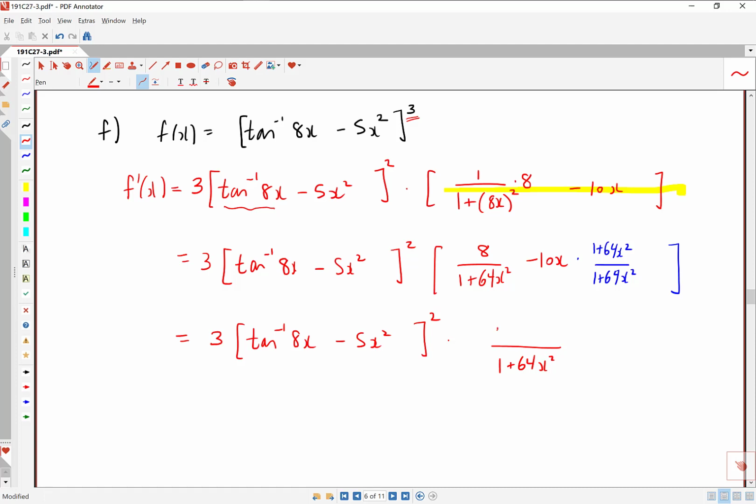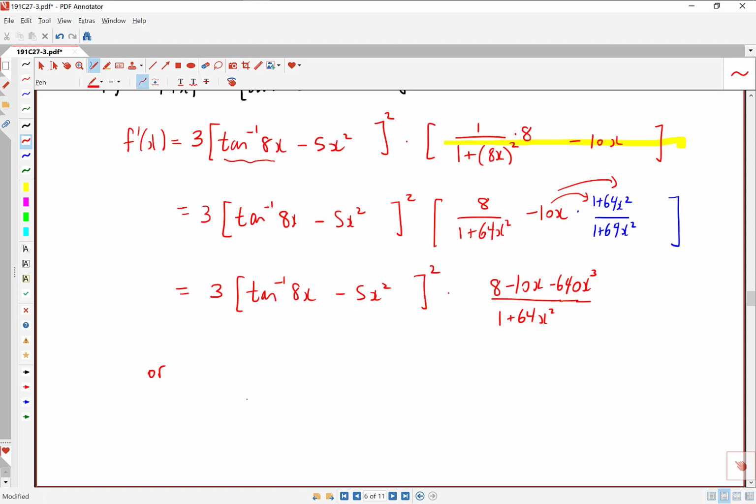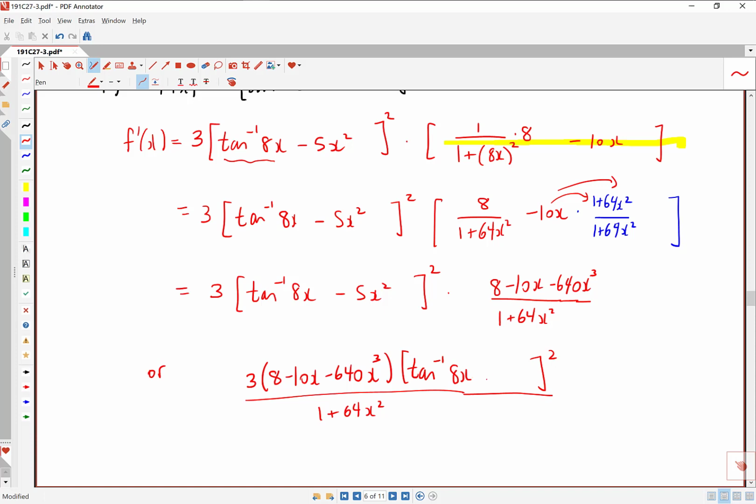And what do we have? We've got 8. And then if we multiply the negative 10x with those two terms there, we're going to have a minus 10x and a minus 640x cubed. So that allows us to get rid of the square brackets and just write everything a bit more nicely. So another way of rewriting this would just be to give it as a single fraction. You'd have 1 plus 64x squared on the bottom, and on top you'd have the 3. You might write the polynomial next, and then finally you would have the square of the arctan 8x minus 5x squared.